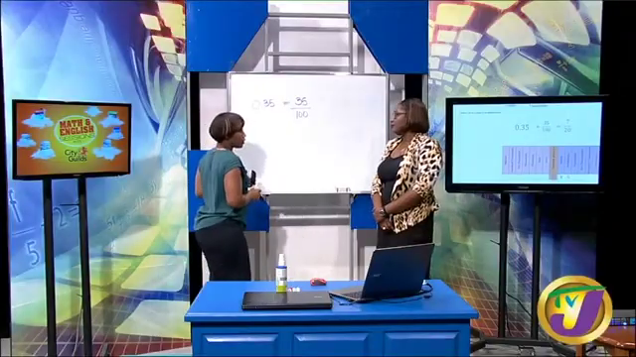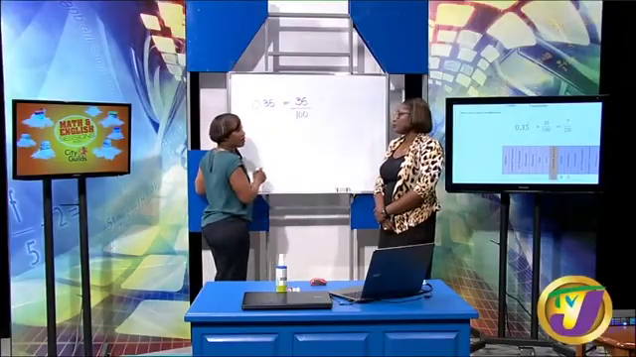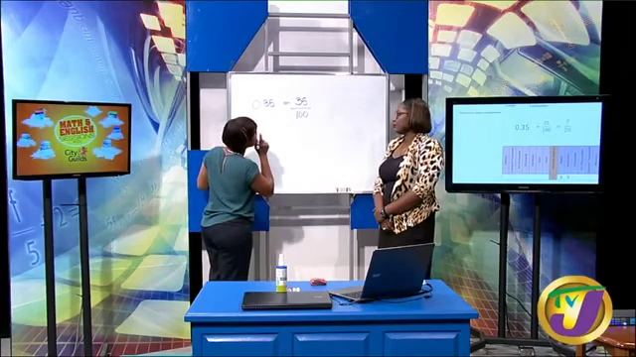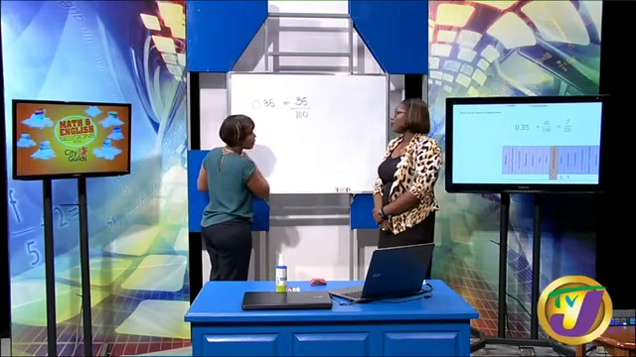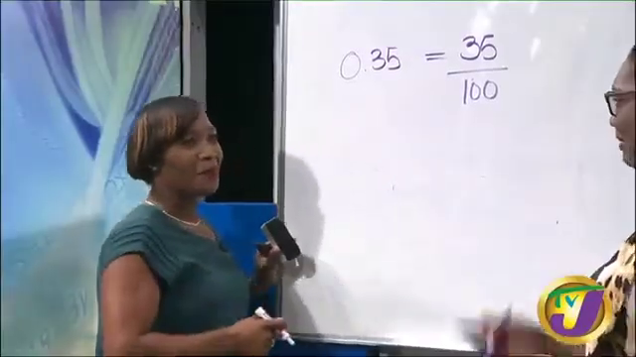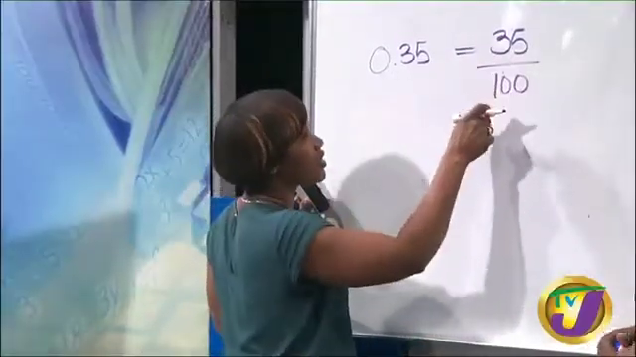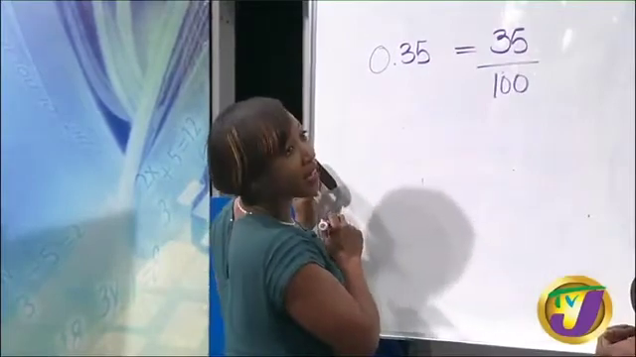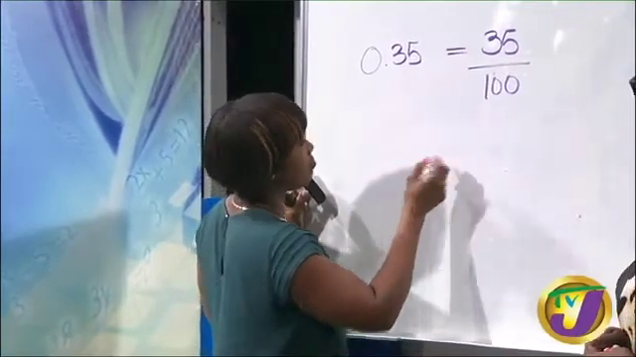In the simplest form. So let us look for a factor. We're going to factor out a common factor, because we're forming equivalent fractions. So let us look for a common factor. This looks like 5. Can that work? I believe so.